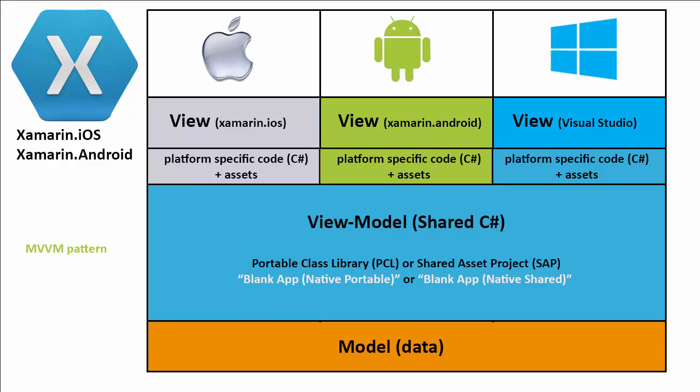You're writing it once. And there are two ways we can do that. We can do that with portable class libraries, in which it creates a DLL, or we can use a shared asset project, which is going to link to all that code for each of these builds. So in Visual Studio, you have the option of creating a blank app native portable or a blank app native shared. And then all your data is shared. The model itself is shared across the platforms.